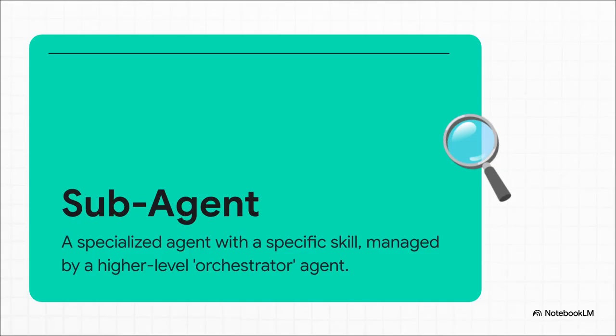And this is where sub-agents come into play. Think of a sub-agent like a specialized microservice or a focused component. You have one main orchestrator agent that acts like a project manager, and it delegates specific tasks to a whole team of specialist sub-agents. It's a modular approach that we Java developers get.